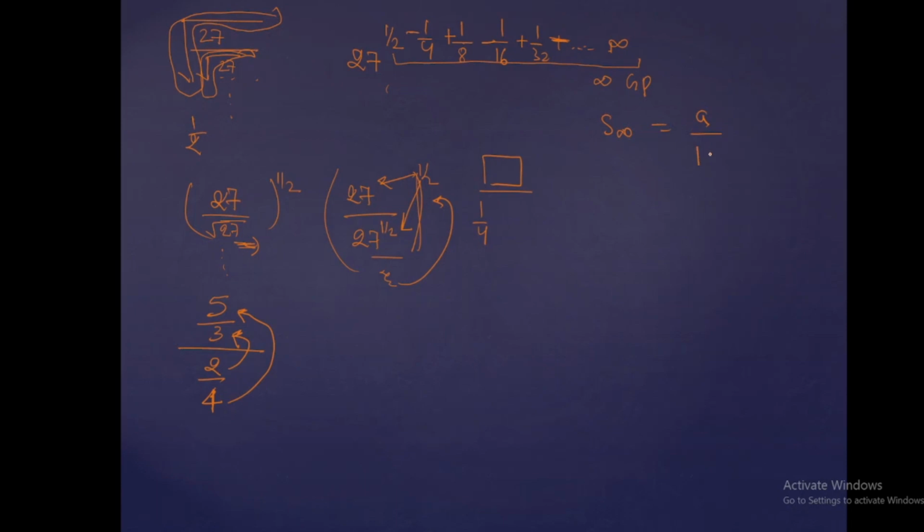So what is it? A over 1 minus R. So we have A over here, how much? 1 by 2, and R is how much? See, it is minus 1 by 2. So 1 minus minus 1 by 2. So what do we get from over here? It is 3 by 2, 1 by 2. We get 1 by 3. So 27 raised to 1 by 3 is how much? It is 3. Okay. This is option number A.